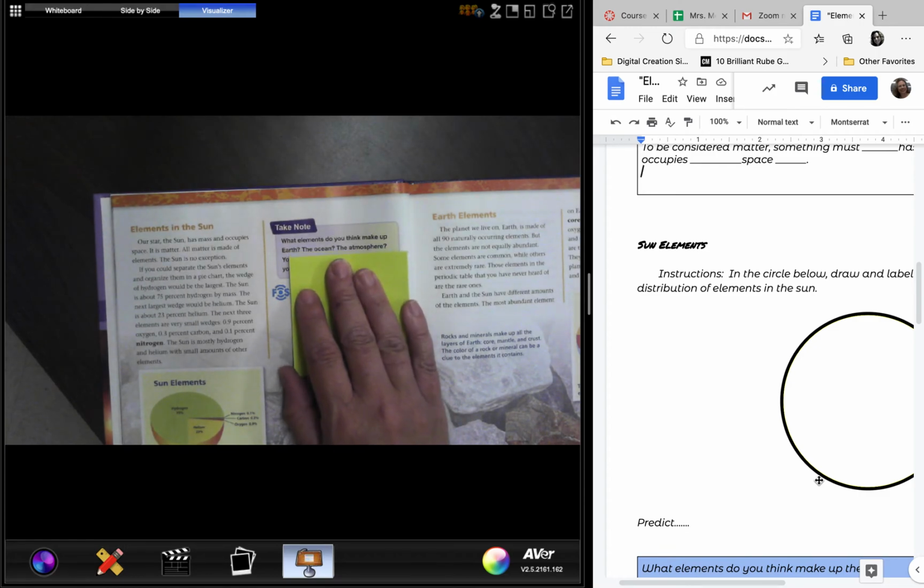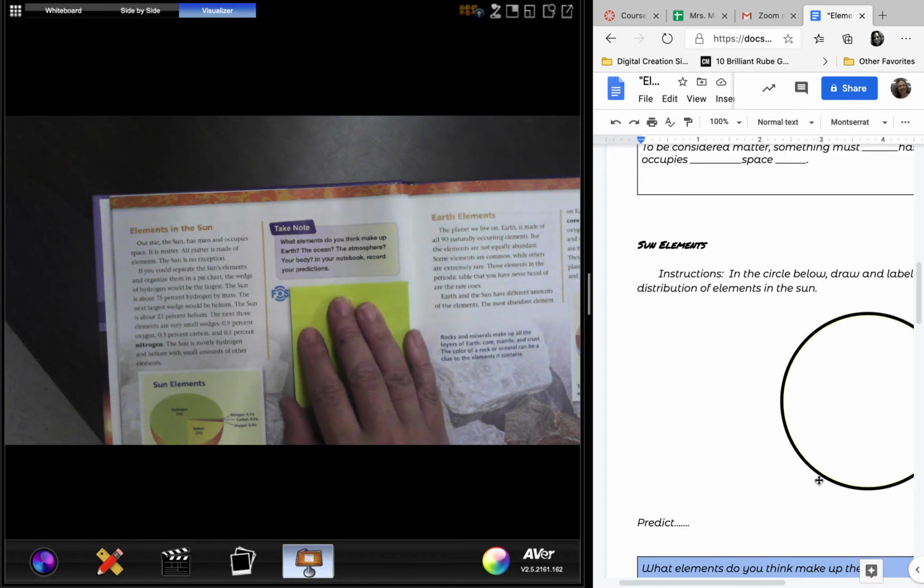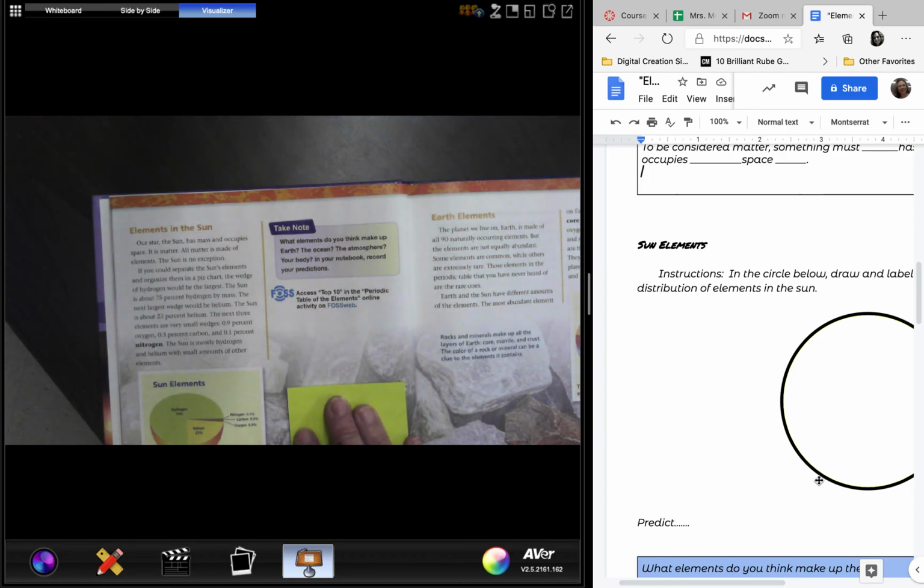What elements do you think make up Earth? The Sun, the atmosphere, your body? In your notebook, record your predictions.